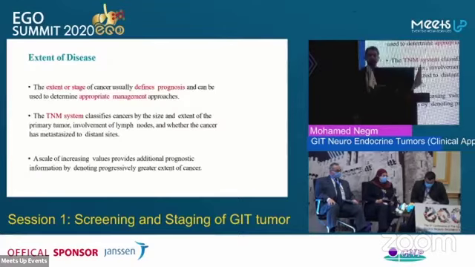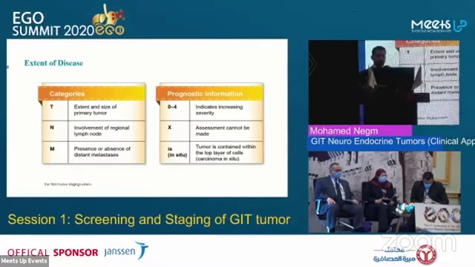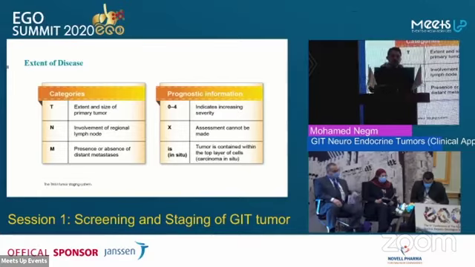Let's go to the extent. And this is quite important, because according to the extent, we will decide the type of treatment that I'm going to follow. The extent is basically built upon the idea of the TNM staging. I think this is well known to all of us. The TNM staging refers to the tumor itself, whether it is confined to an organ or extending outside, if there is lymph node involvement or not, and finally, if we have distant metastasis or not.